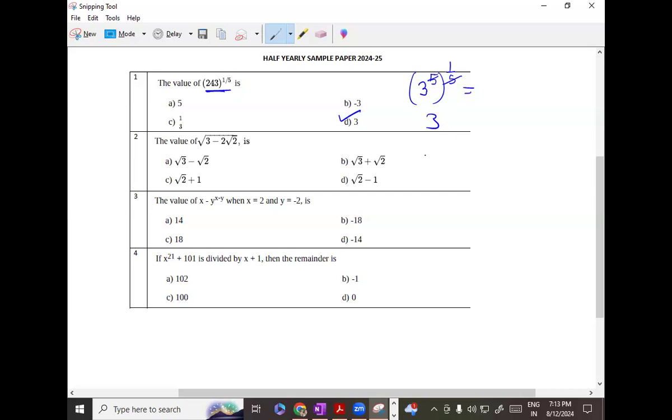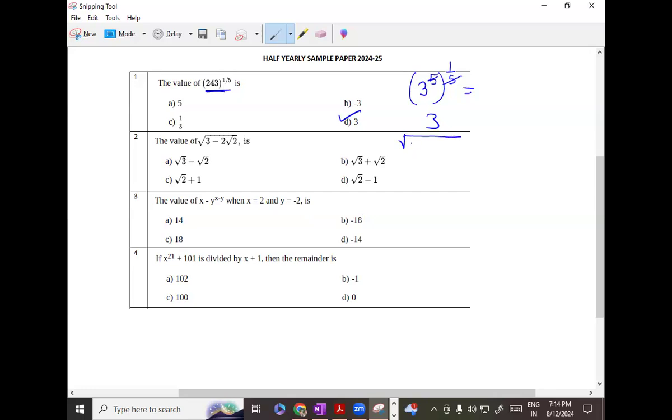One second, sir. Where is the answer D? Answer D. Sir, D, root 2 minus 1. Yes, your answer is D, correct. Your answer D is correct. How do we solve it?